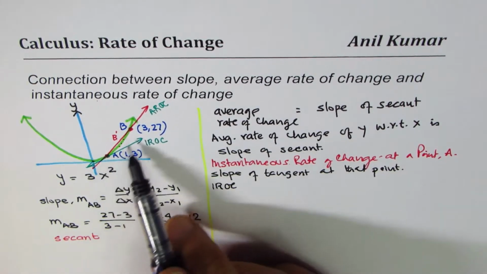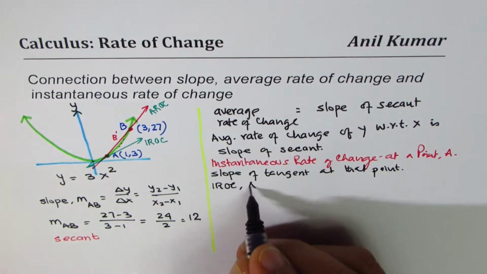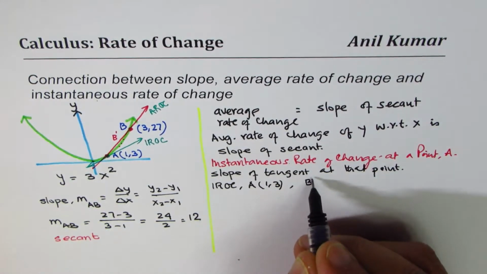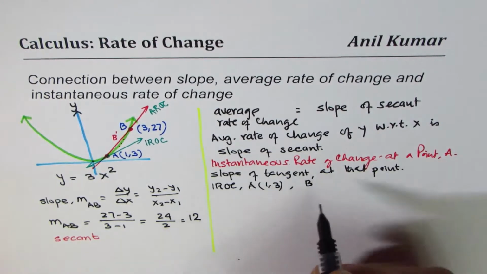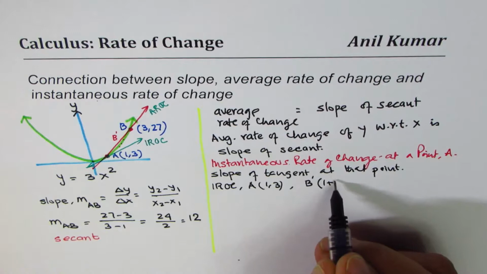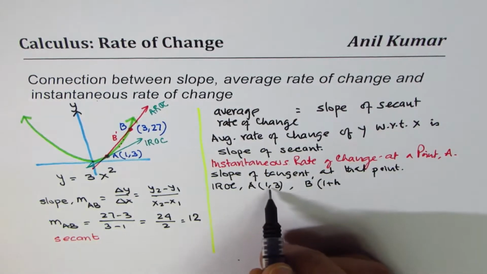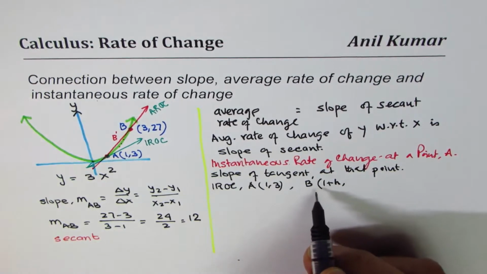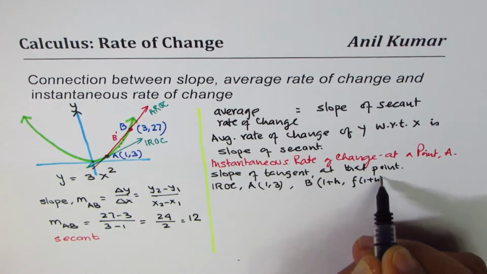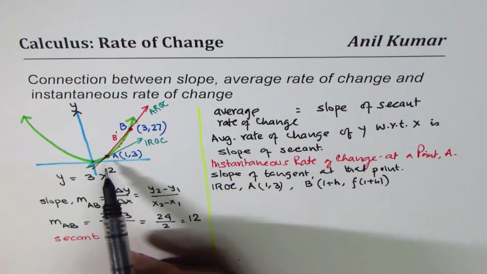is the difference between the 2 points, and we now say it is between A, which in our case is (1, 3), and another point, let me call it B dash, which is very close to A. That is to say, 1 plus, let's say, delta x or h units apart. Just that much. Then the value of the function, the y value, will be f of 1 plus h. Is that okay?